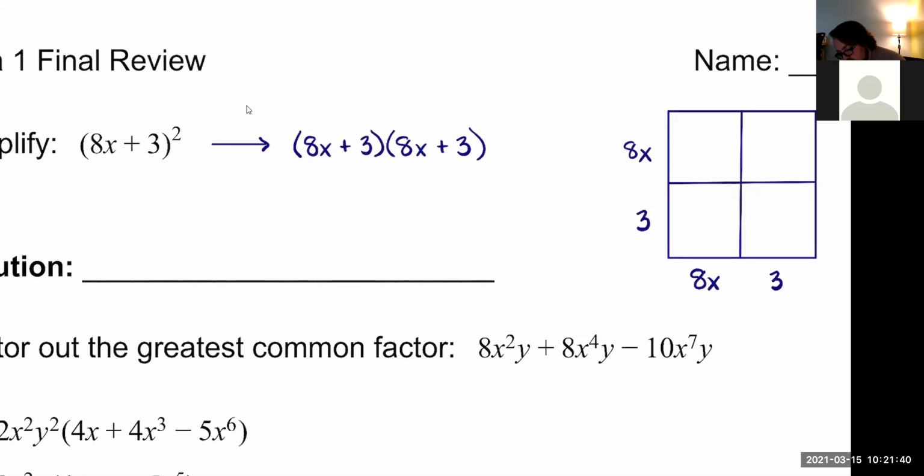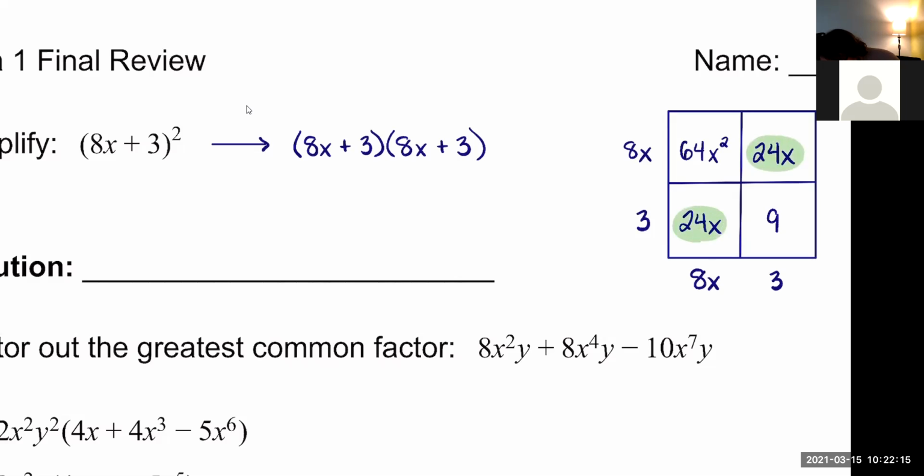So as I'm filling in these squares here, top left corner, 8x times 8x is 64x squared. Okay, that's not surprising. That's what we would have gotten if we just squared the 8x. Then I go to the right, 8x times 3 is 24x. Going to the second row, 3 times 8x is another 24x, and 3 times 3 is 9. Well, there's that 9 I was predicting I'd get as well.